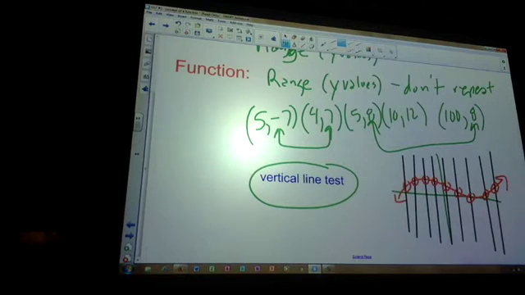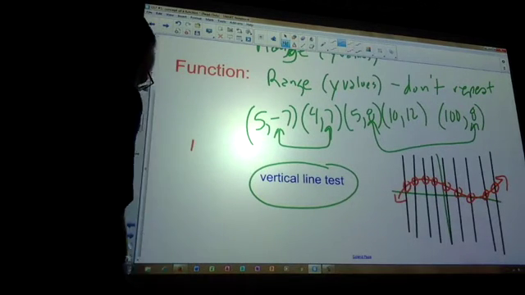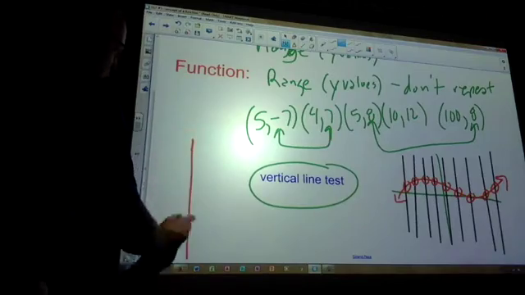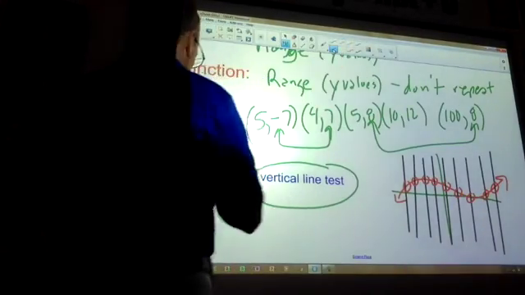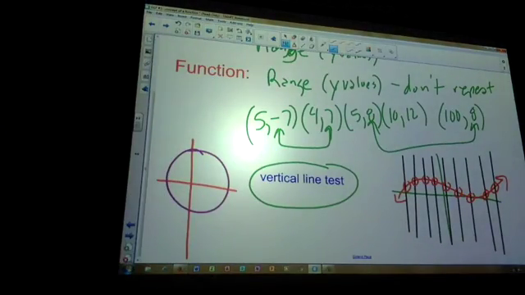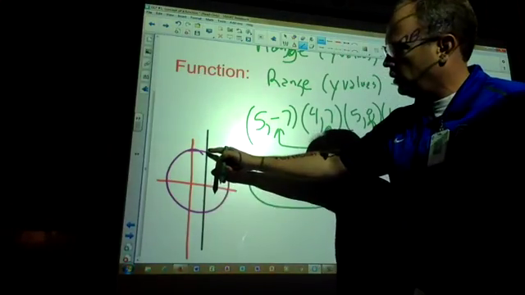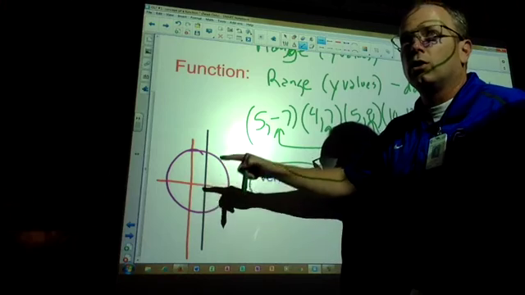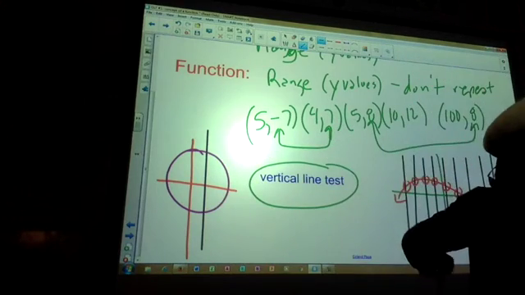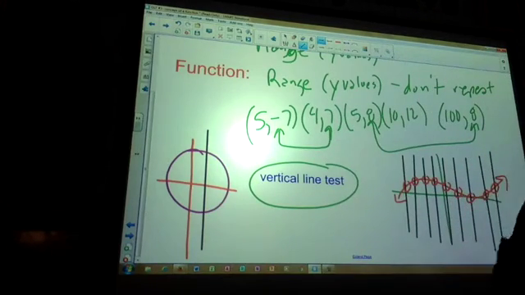A function that definitely wouldn't work is a shape that you all know. Let's go with Mr. Circle. If you have a circle and I draw a vertical line through it, notice it touches twice. So a circle is not a function. Is a circle a relation though? Yes. We have all relations because we have XY plots, right?